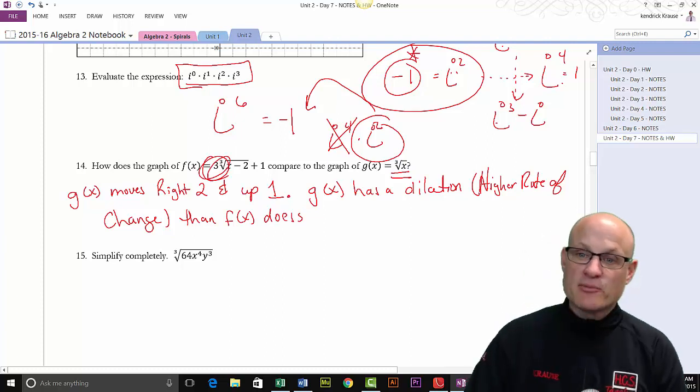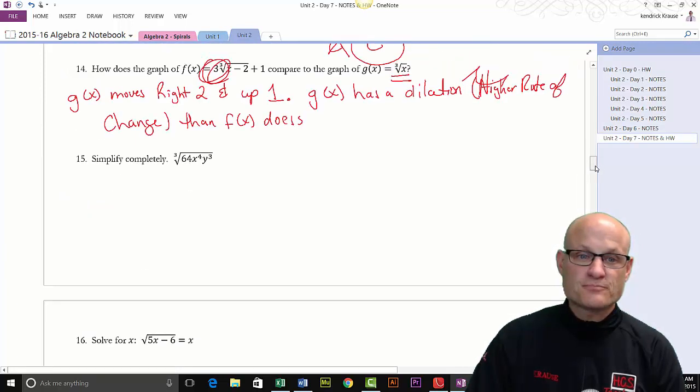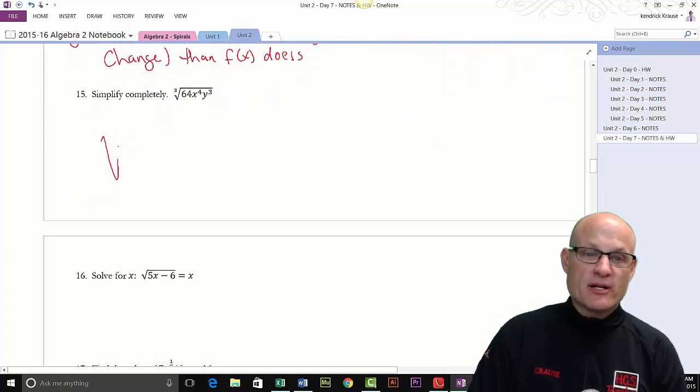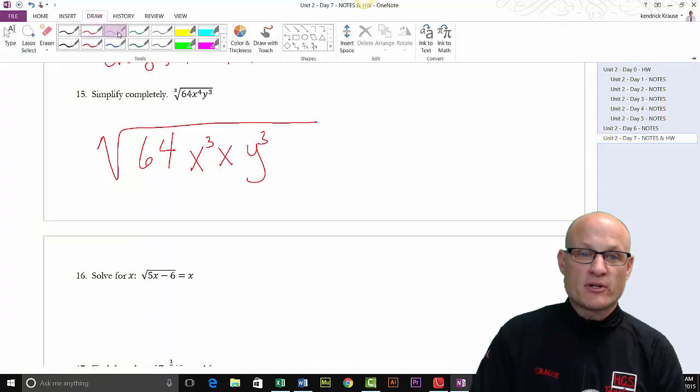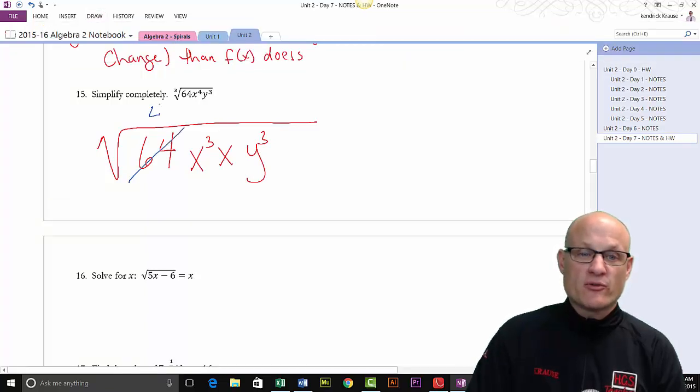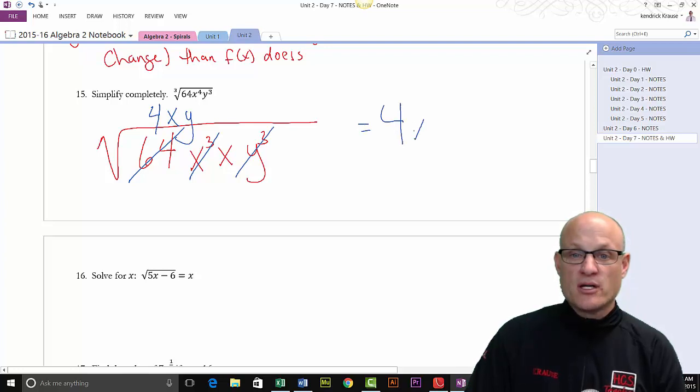All right, we're going to simplify completely. It's a cube root, so I need to find a perfect cube that goes into 64. Well, luckily for me, 64 is a perfect cube. For these, I want to find multiples of 3. So x cubed, y cubed. And since we're simplifying, we'll grab a different color. The cube root of 64 is 4. The cube root of x squared is x. The cube root of y squared is y. So my final answer is 4xy cube roots of x.